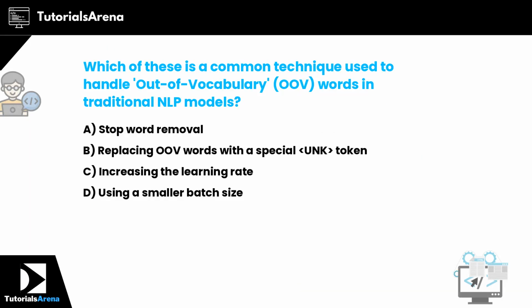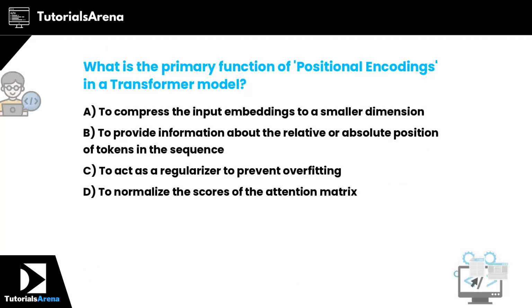Which of these is a common technique used to handle out-of-vocabulary, OOV, words in traditional NLP models? The correct answer is option B, replacing OOV words with a special UNK token. What is the primary function of positional encodings in a transformer model? The correct answer is option B. To provide information about the relative or absolute position of tokens in the sequence.